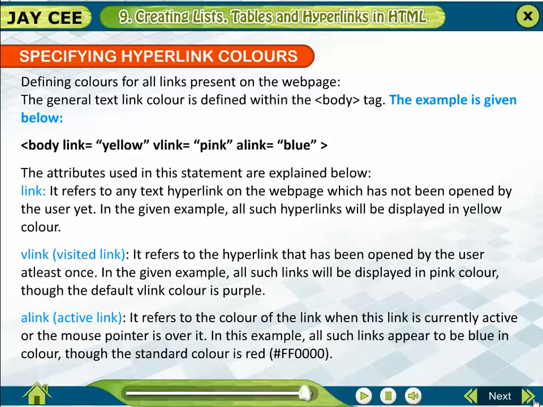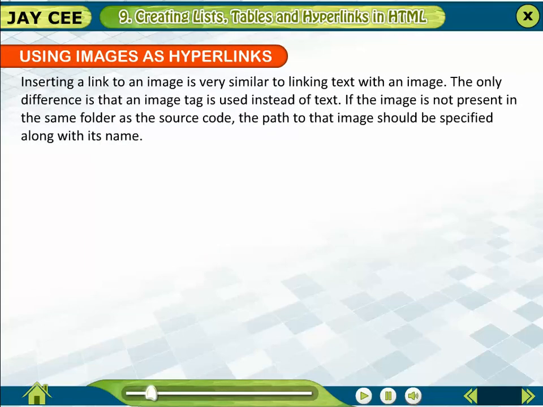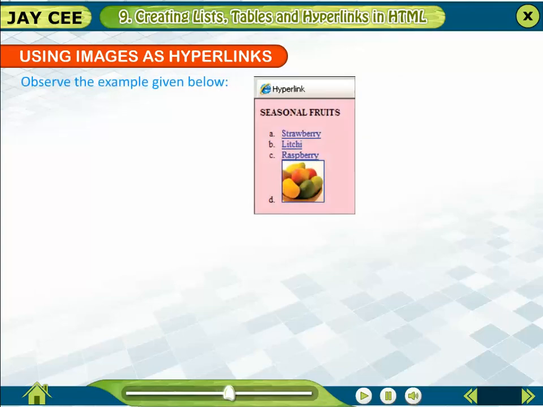Using images as hyperlinks. Inserting a link to an image is very similar to linking text. The only difference is that an image tag is used instead of text. If the image is not present in the same folder as the source code, the path to that image should be specified along with its name. Observe the example given below.